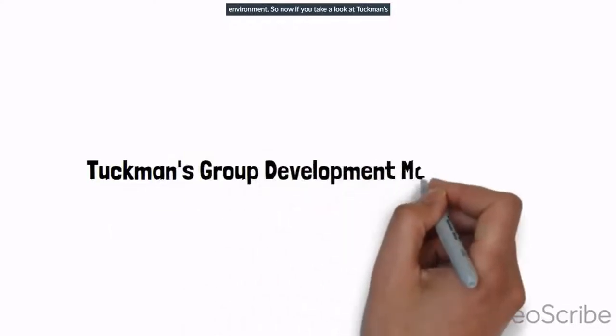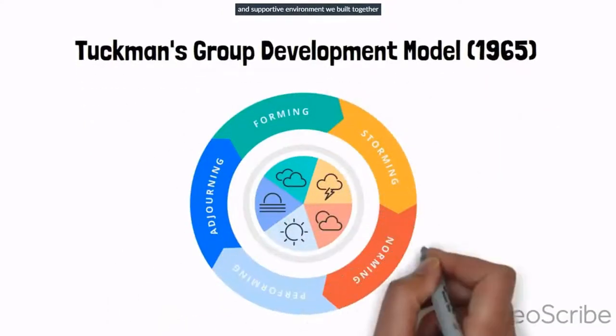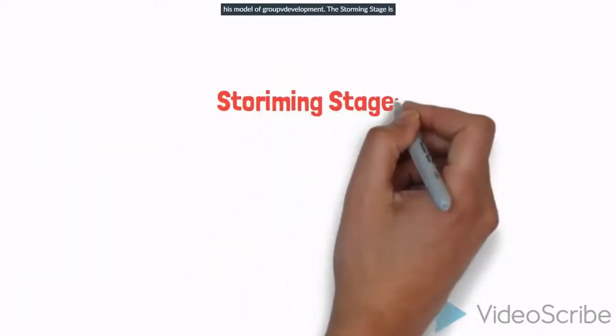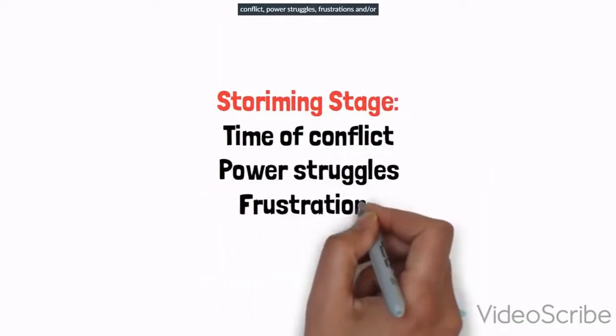So now if you take a look at Tuckman's stages of group development, I believe this comfortable and supportive environment we built together allowed us to bypass Tuckman's storming stage in his model of group development. The storming stage is where the group are presented with a time of conflict, power struggles, frustrations, and or tense times.